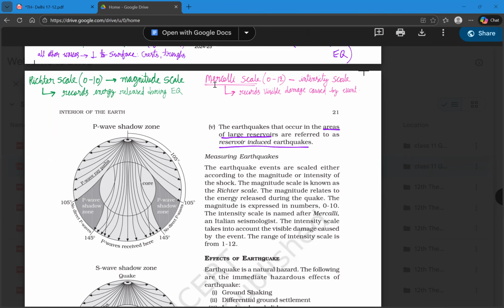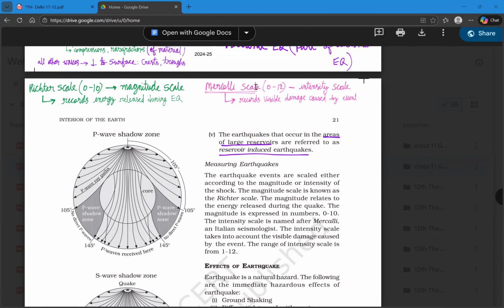And the next one is Mercalli scale. It has numbers. The range of the scale is 1 to 12. Sorry, here it is written as 0, but the range of the intensity scale is from 1 to 12. It records visible damage caused by the event.